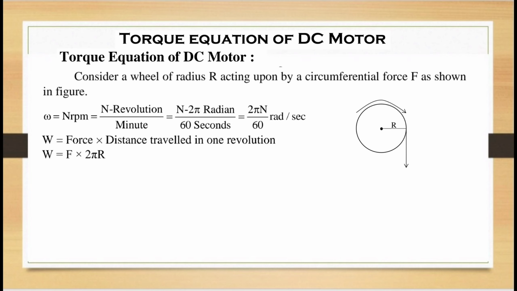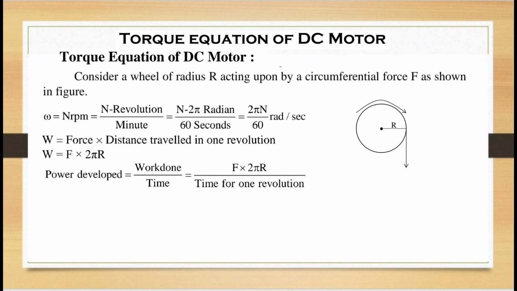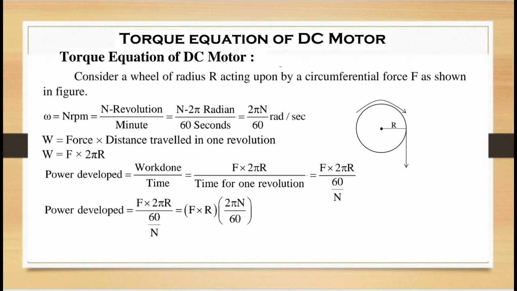But we also know that power developed equals work done by time, which equals F into 2 pi r divided by time for 1 revolution, which equals F into 2 pi r all divided by 60 by n. So in one of my previous videos, I have already derived the expression for time taken for 1 revolution. That video link is also there in the description box. Check it once. Now power developed equals F into 2 pi r by 60 by n, which equals F into r into 2 pi n by 60.